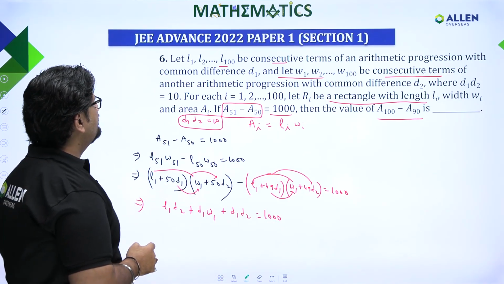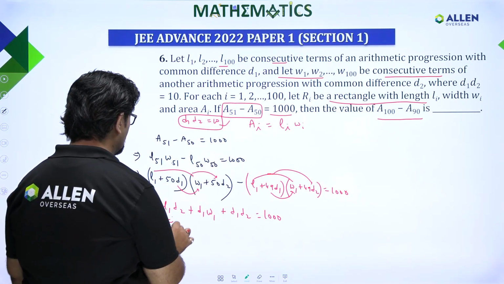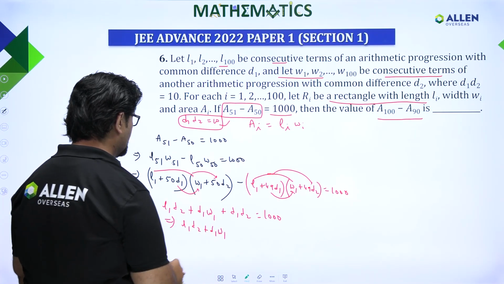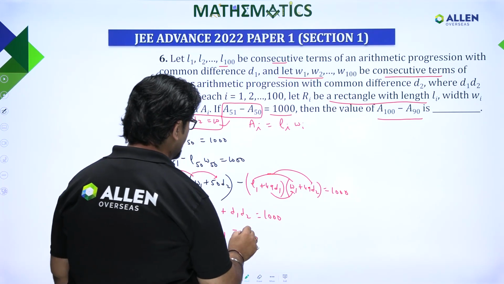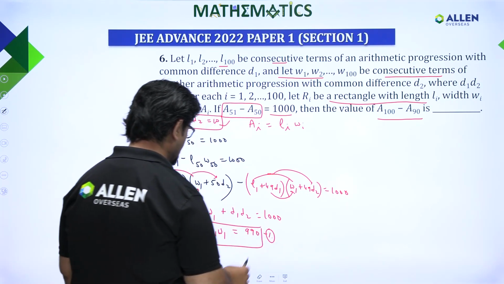What is the value of D1 D2 given in the question? It is 10, so I will use this value. I will say that L1 D2 plus D1 W1 equals, subtracting 10 from it, 990. Let us say this is my first equation.